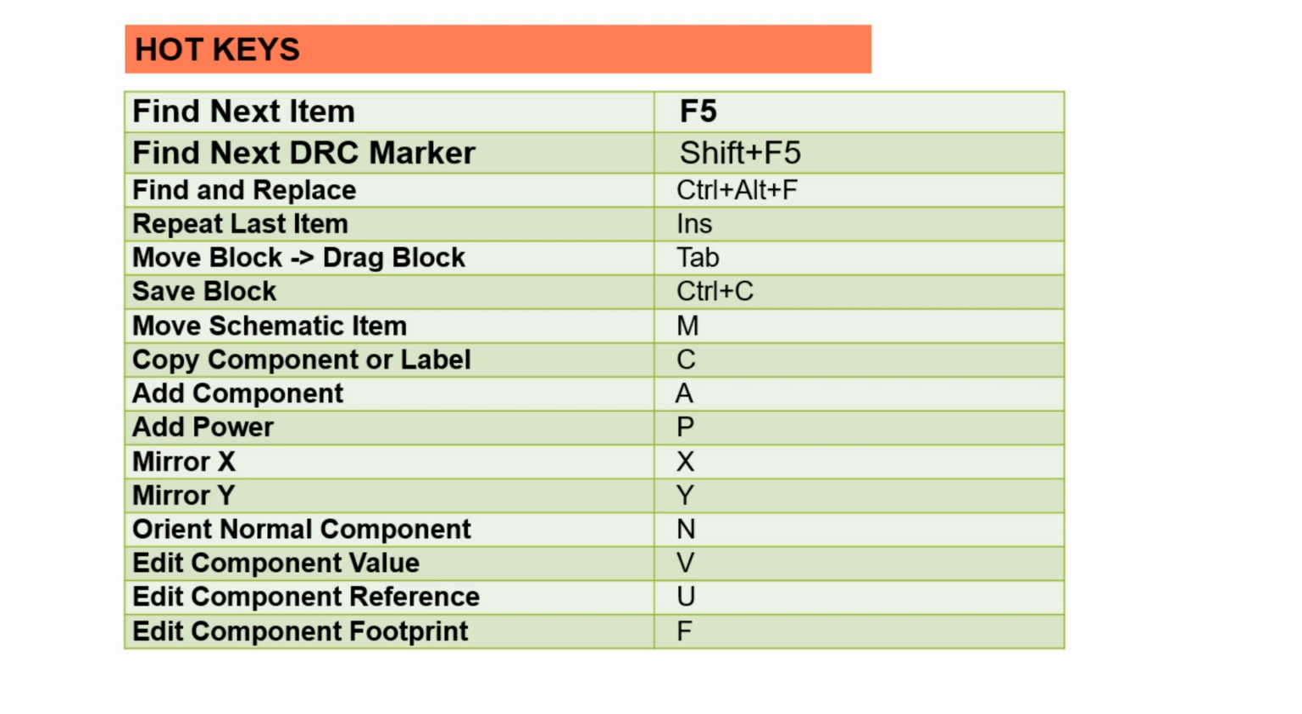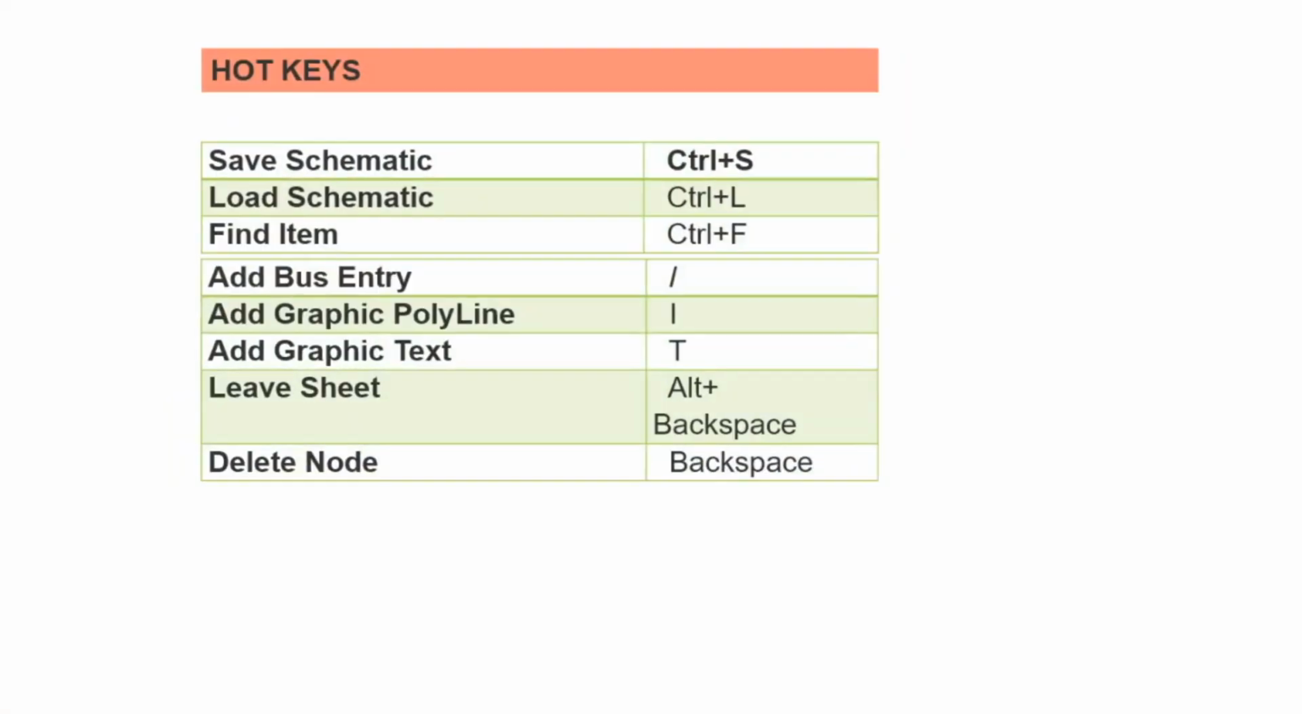To copy the component or label, you can use the key C. To add a component, you have A. To add power, you have P. To mirror in X and mirror in Y, you have X and Y respectively. To orient a normal component, we have a key called N. To edit component value, we have V. Resistors, capacitors and some components may require values to be specified, and those values can be specified using edit component value. To edit component references, you can use U. To edit component footprint, you can use F.